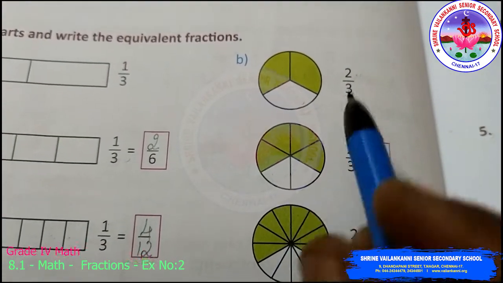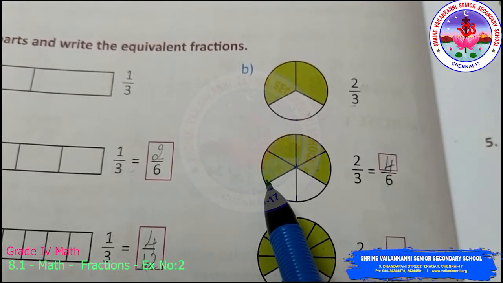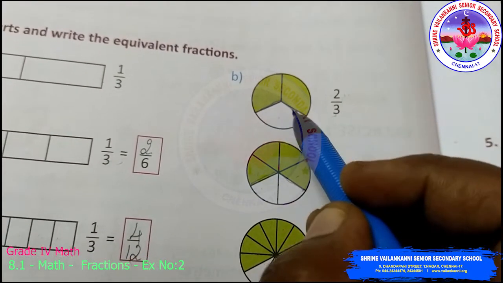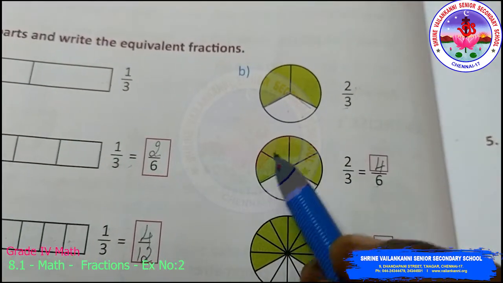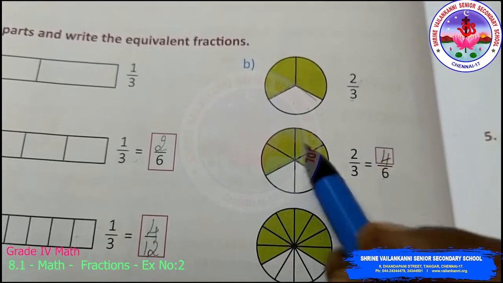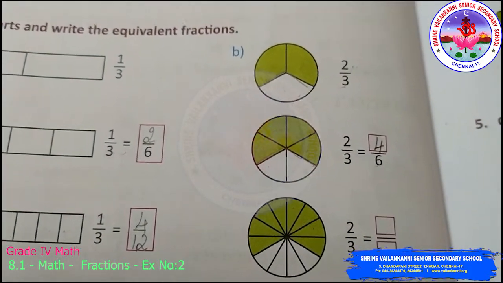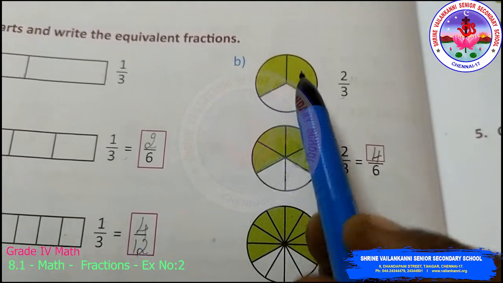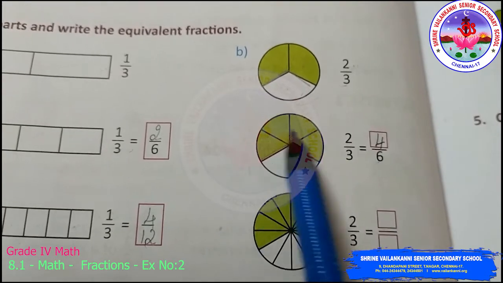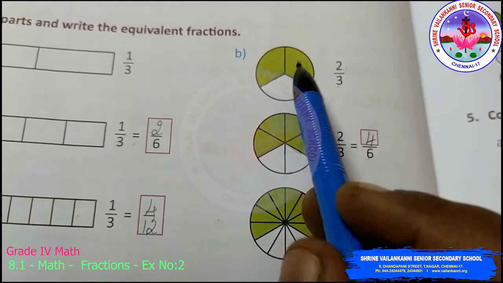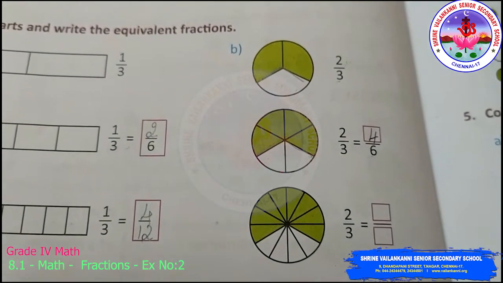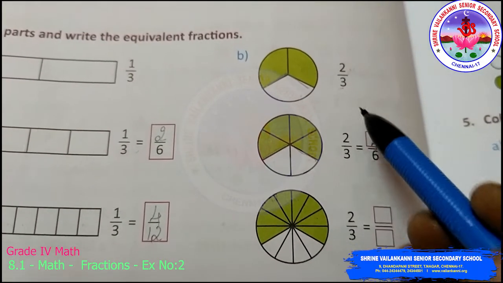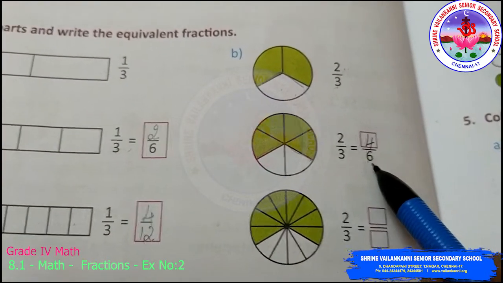Here the same circle, the same colored part. If you see this complete space, the colored parts are equal, but the division parts are different. Here it is 2 parts, here it is 4 parts. It is divided into 4 parts here and 2 parts here. So even though the division parts are different, the colored parts are the same. And that is why this 2 by 3 is equal to this 4 by 6.